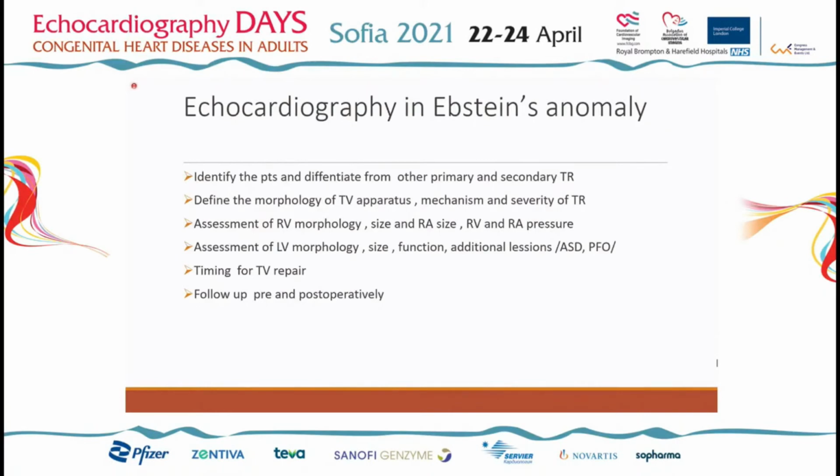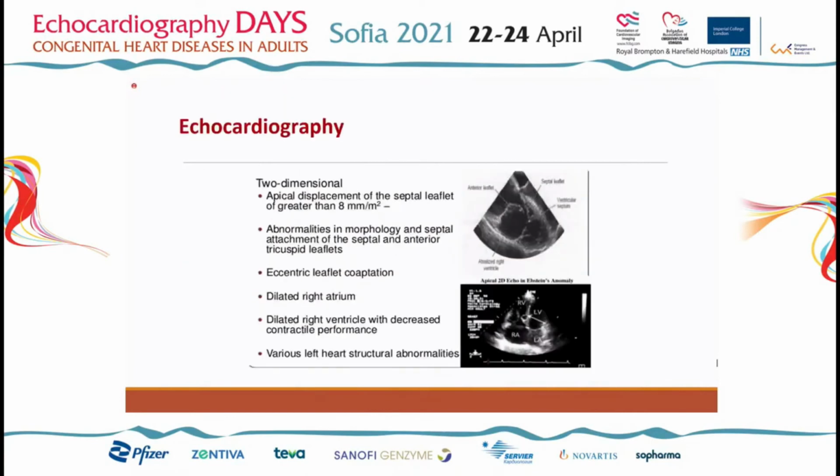So we look at the echocardiography signs when we identify that patient and differentiate from other primary and secondary tricuspid regurgitation. We must define the morphology of the tricuspid valve apparatus, the mechanism, and the severity of tricuspid regurgitation. We assess the right ventricle morphology and size, right atrium size, right atrial pressure, left ventricle morphology, size and function, additional lesions such as ASD or PFO, timing for tricuspid valve repair, and follow the patient pre- and post-operatively.